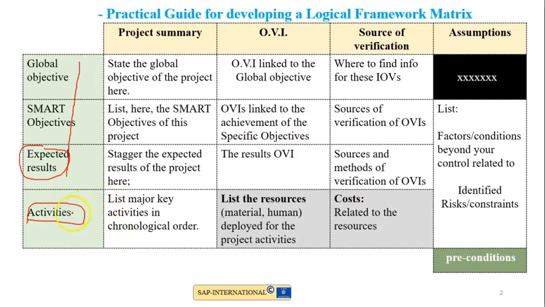And here on activities, you are to list major key activities in a chronological order. What does it mean? It means that this is not replacing the chronology of activities, because you need to have a separate table, but here you note the major categories of activities. What does it mean actually? I'll give you an example.